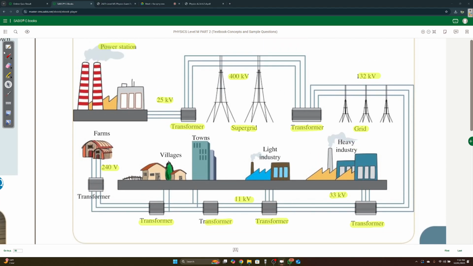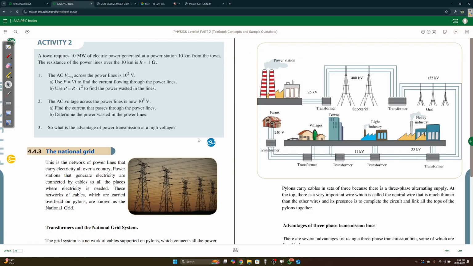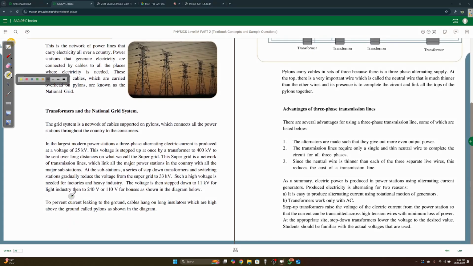Very simple. You need to know two things. These cables are hung on pylons, and they are insulating material that doesn't allow leakage. That's the first thing. Let me erase it. I'll actually show you where they said this in the book so you don't get confused. Over here: to prevent current leaking to the ground, they hang on pylons. As shown in the diagram, these are pylons.